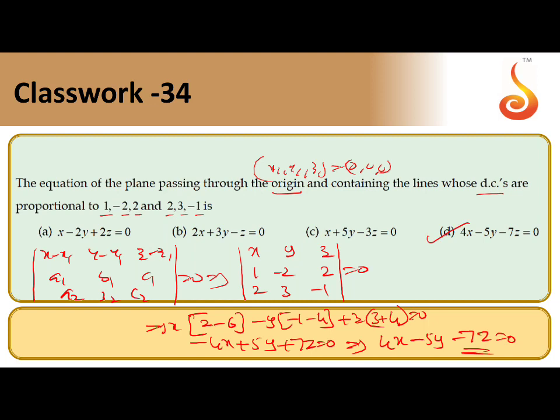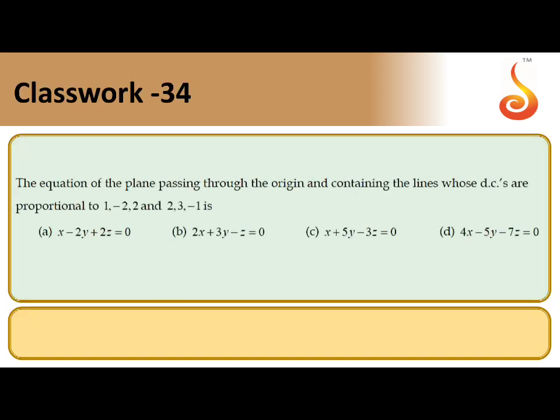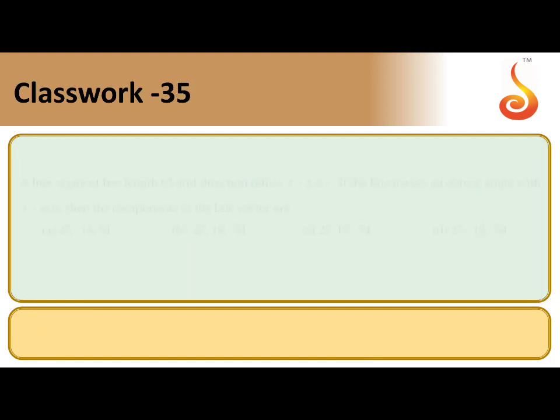The equation of a plane passing through x1, y1, z1 with DCs proportional to a1, b1, c1, a2, b2, c2 is given by this formula, a determinant you can solve to get the answer for this one. I hope this is clear. Next one. Check the answer: option D is the right answer.